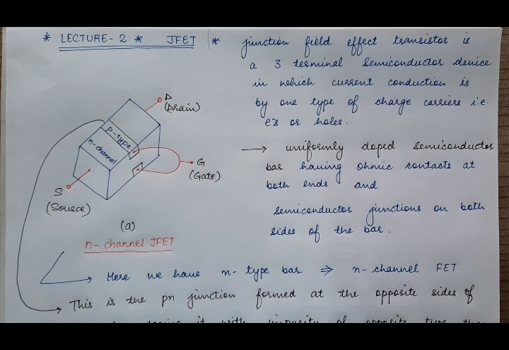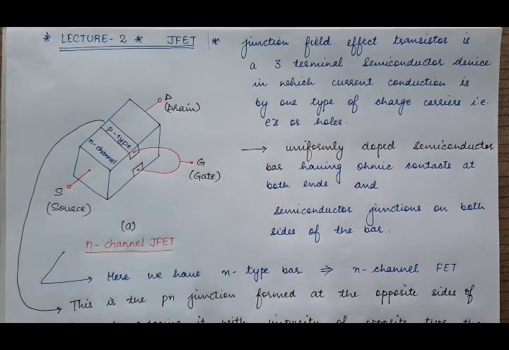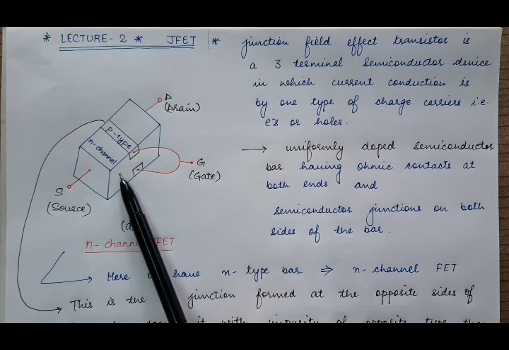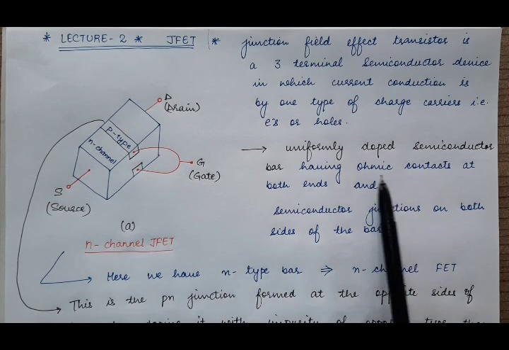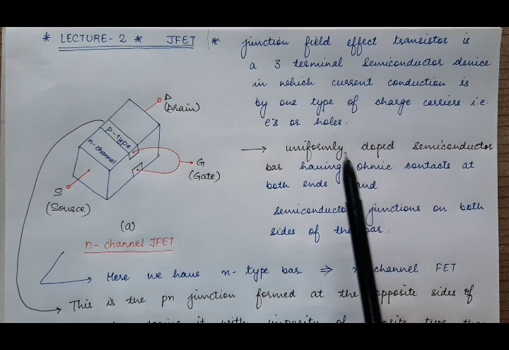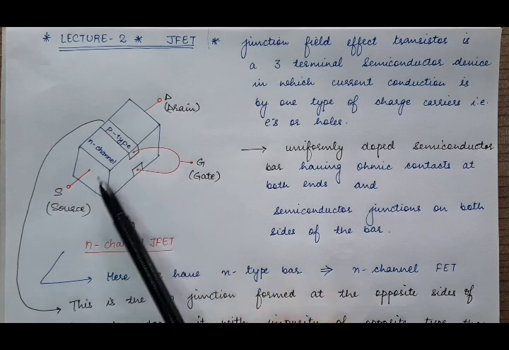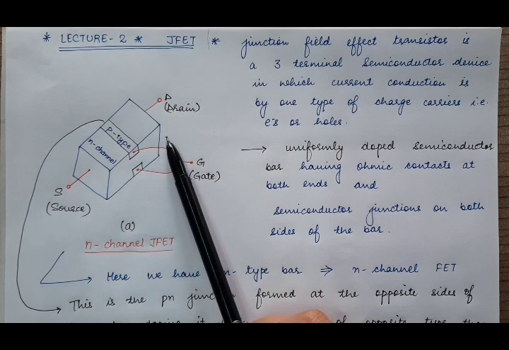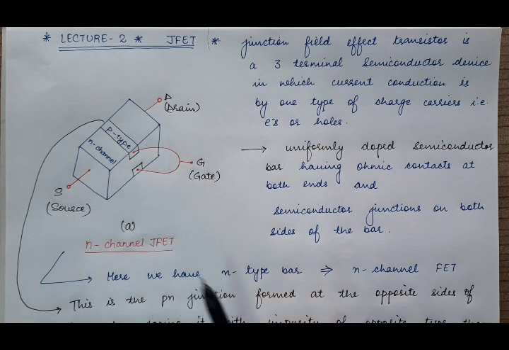Ohmic contacts are actually metal semiconductor contacts, metal semiconductor junctions. For the electrical contacts, we apply a layer of metal on this side and a layer of metal on this side. So a metal semiconductor junction is formed on both sides, and these are known as ohmic contacts. From there we have two terminals: on one side source, on the other side drain.